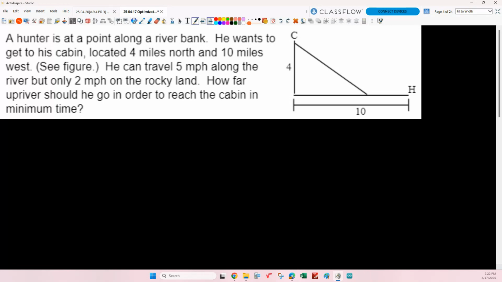So how far he goes along the river before he just makes a beeline for the cabin, right? That's the only thing you can control. So I could just call that x, I guess. Now here's another question though. Do I want to think ahead a little bit here? Am I going to want to put the x there or as the base of that triangle, do you think?